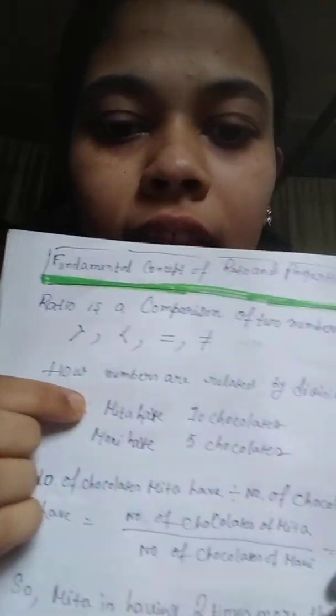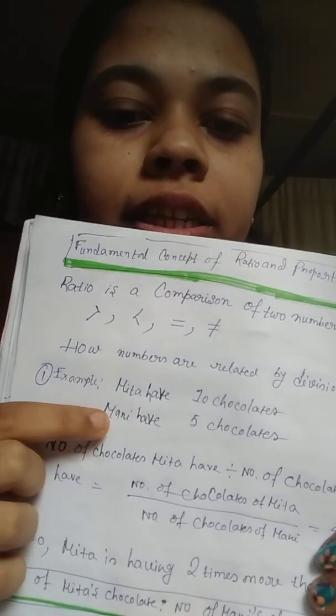Coming to the example. Suppose that a girl Meeta has 10 chocolates, and Mani has 5 chocolates. Now if I ask you to compare how many times greater the number of Meeta's chocolates is than Mani's, then what will we do? We will do the division. Only by division can we know that.